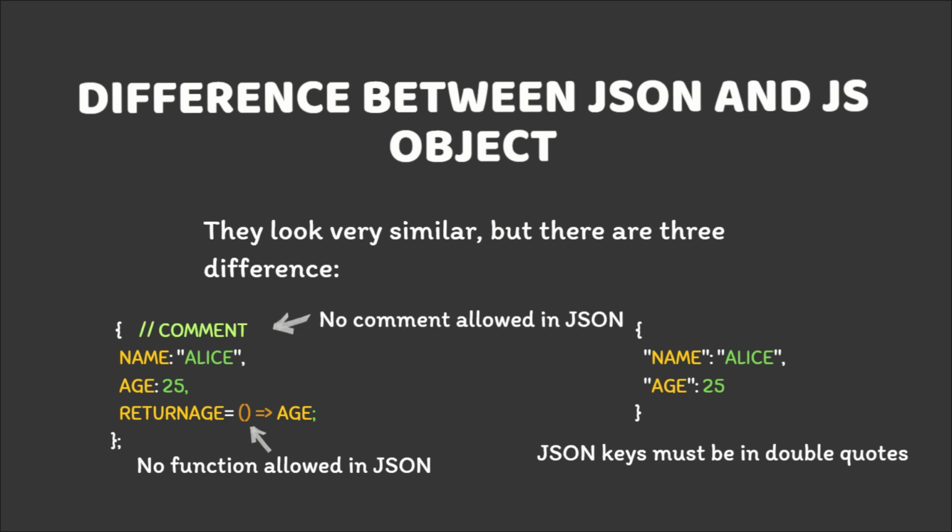The last difference is about the comment. In the JavaScript file, you can simply put comment. However, in the JSON file, comments are not allowed. Now we know the difference between the JSON and the JavaScript object.